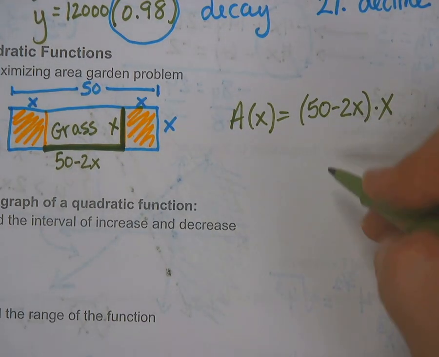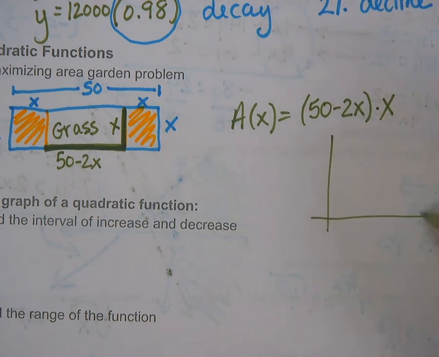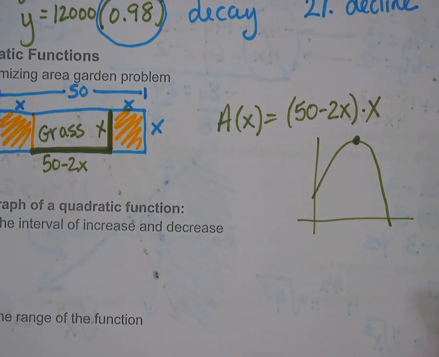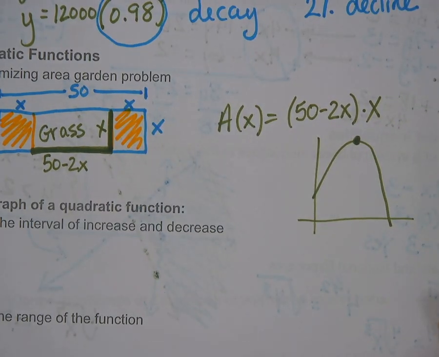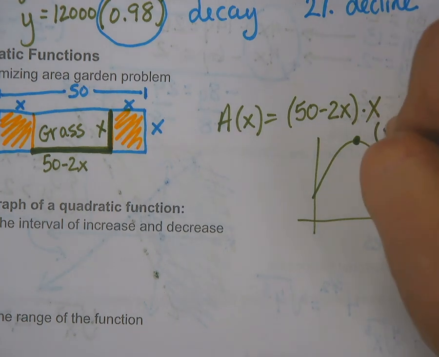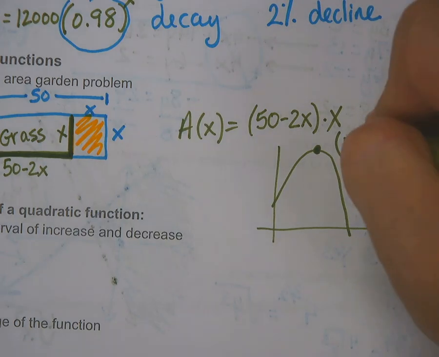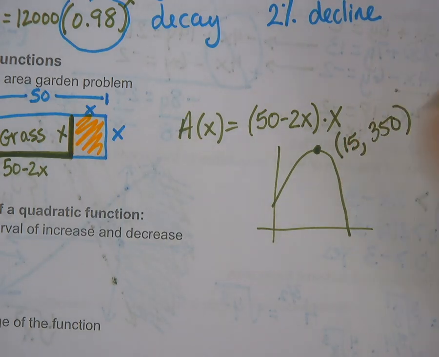Then you graph this, and this is going to be a quadratic. And to find the maximum area, you find the point up here. And I have not done this, so let's just say that the maximum point comes out to be 15, 350. I just made those numbers up.